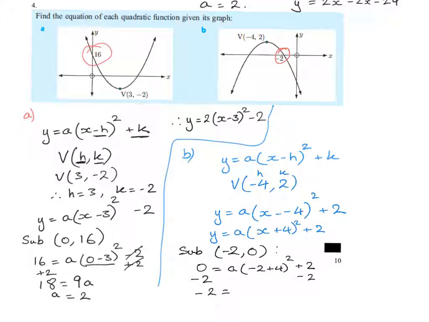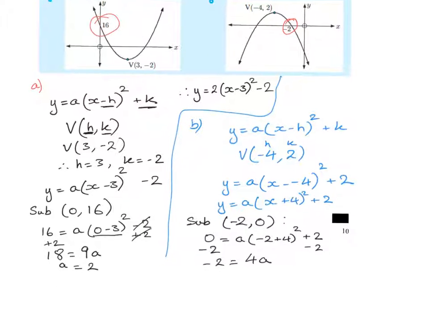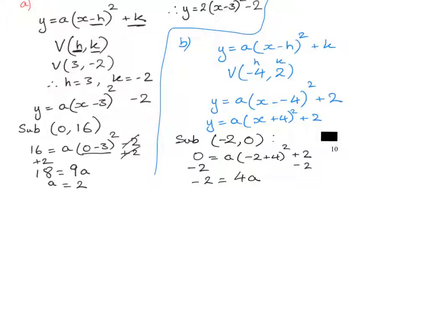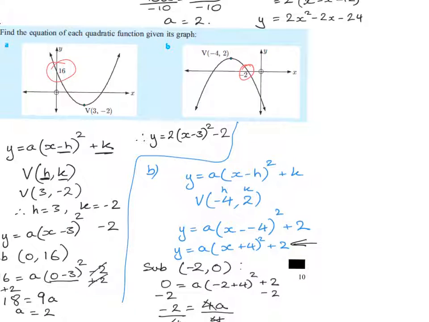And so I get a times (negative 2 plus 4), which is 2. 2 squared is 4, so I get 4a. Then if I divide both sides by 4, I get a equals negative a half. So therefore, y equals negative a half times (x plus 4) all squared plus 2. That's from this equation here. Okay, now let's just look back at the graph. Does it make sense that a is negative? Yes, because it's concave down.